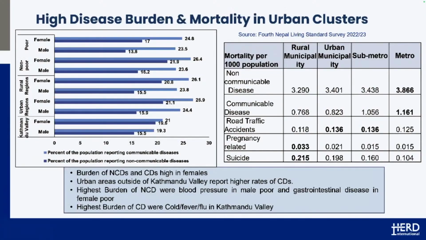High disease burden and mortality in the urban clusters. We can see that there is a high burden of NCDs and CDs among females. Urban areas outside Kathmandu Valley report higher rates of communicable disease. The highest burden of NCDs was by blood pressure in males and gastrointestinal disease in poor females.